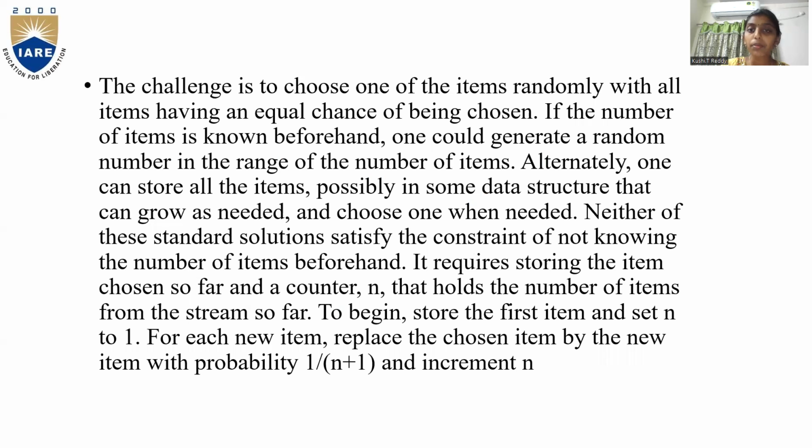If the number of items is known beforehand, one could generate a random number in the range of the number of items. Alternately, one can store all items, possibly in some data structure that can grow as needed, and choose one when needed. Neither of these standard solutions satisfies the constraint of not knowing the number of items beforehand. It requires storing the item chosen so far and a counter n that holds the number of items from the stream so far. So, to begin, store the first item and set n to 1. For each new item, replace the chosen item by the new item with probability 1 by n plus 1 and increment the value of n.